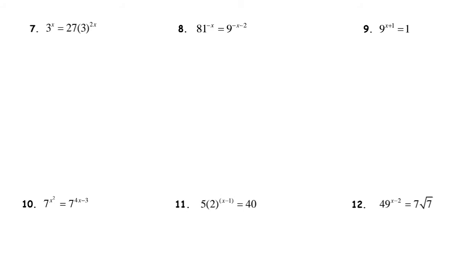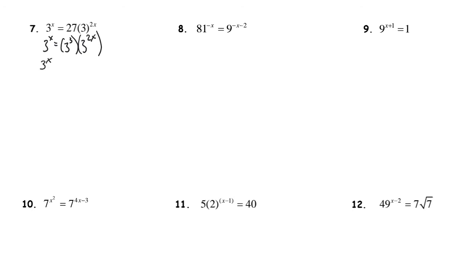Here, what I've got is 3 to the x equals 27 times 3 to the 2x. So it looks like our common base here is going to be 3. So 27 will be 3 cubed. Then I've got 3 to the 2x. What I need, though, is power equal to power. So it's got to be single power equals single power.